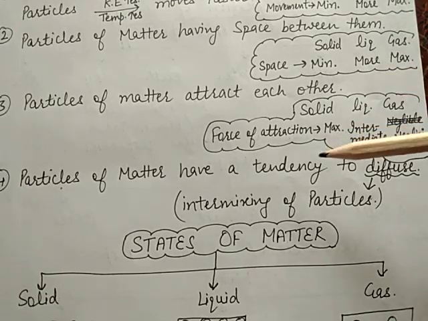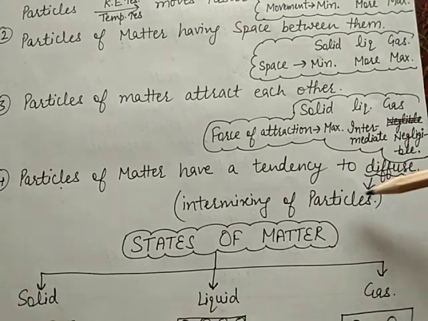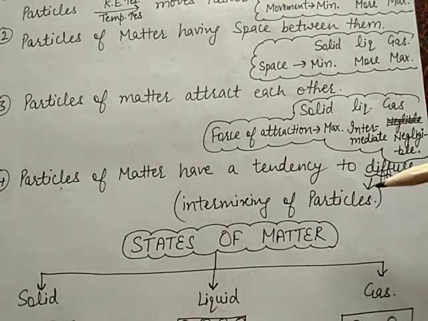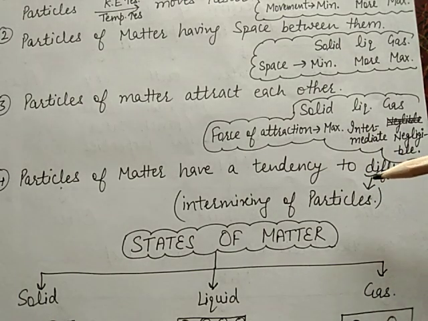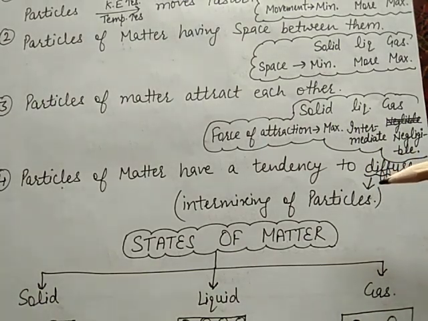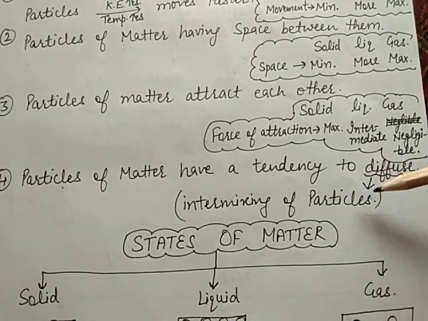Now the next characteristic is that particles of matter have a tendency to diffuse. Diffuse means intermixing of particles. Because particles have space between them, they intermix with each other on their own. This intermixing of particles of two different types of matter on their own is called diffusion.